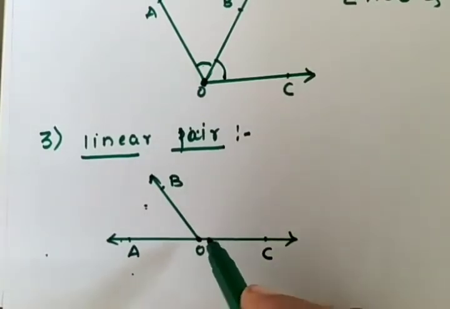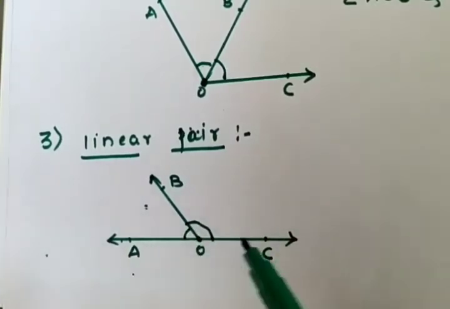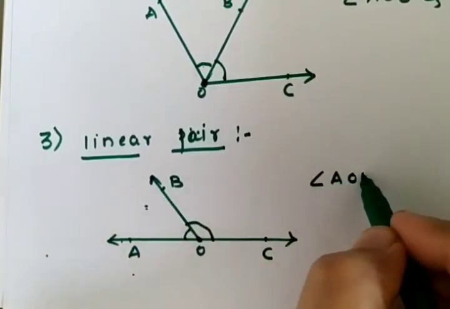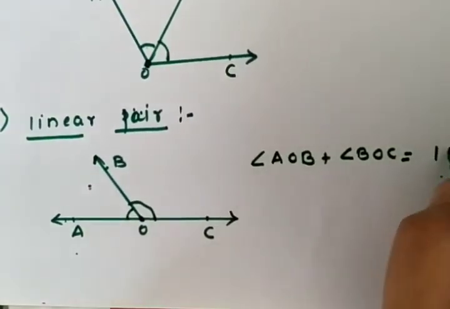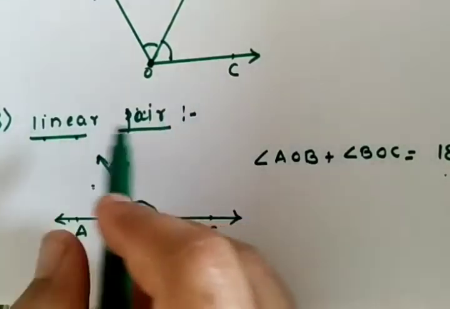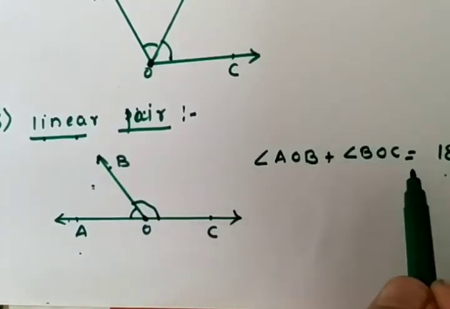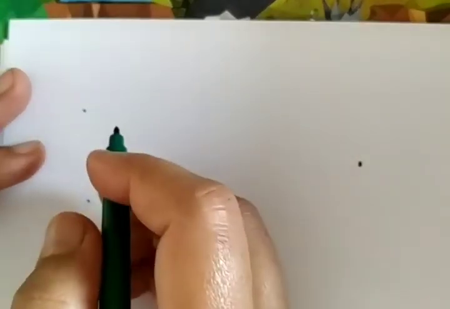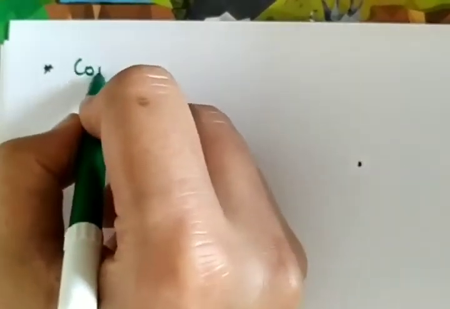But what is the difference between adjacent angles and a linear pair? In a linear pair, the sum of these two angles is always 180 degrees. That means angle AOB plus angle BOC is equal to 180 degrees. That's why this is said to be linear. Linear means straight, right? Linear pair. So the addition of these two angles is always 180 degrees if they form a linear pair. Clear?